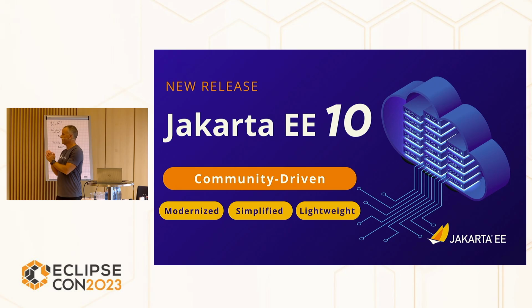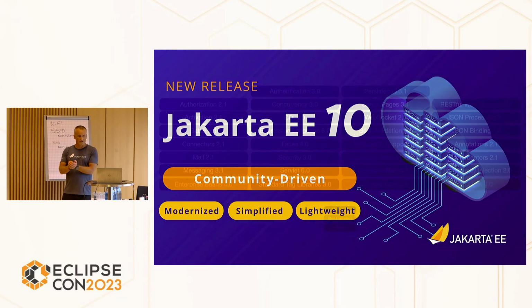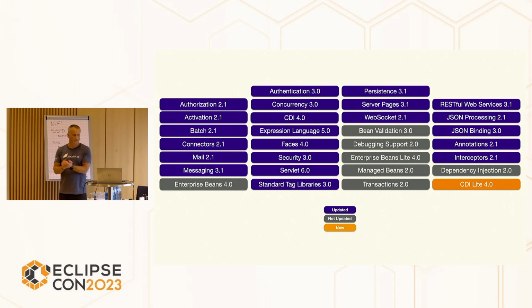Jakarta EE10 is the current release. It was released a little over a year ago. So I'll just repeat quickly what Jakarta EE10 was about. It's a lot of new specifications. More than half of them were updated, all the blue ones. We had CDI Lite, the new specification, added in 10. But apart from that, it was kind of a maintenance release of the APIs where we just refined things that had been hanging around for a while.